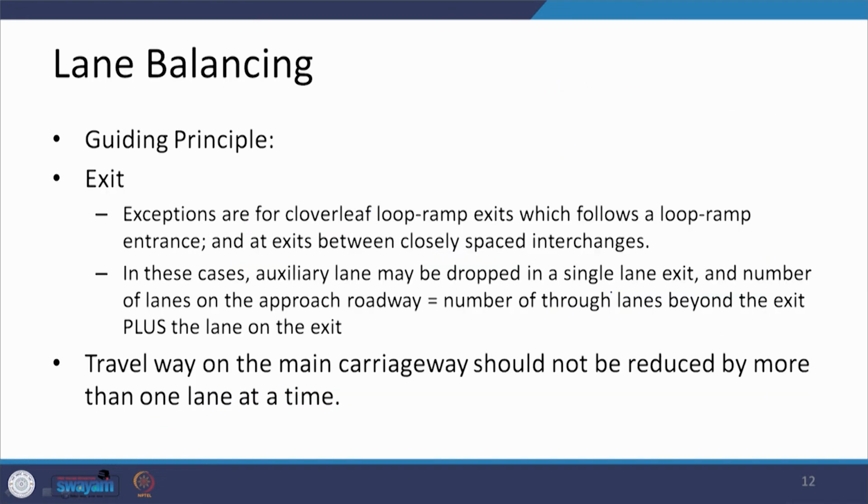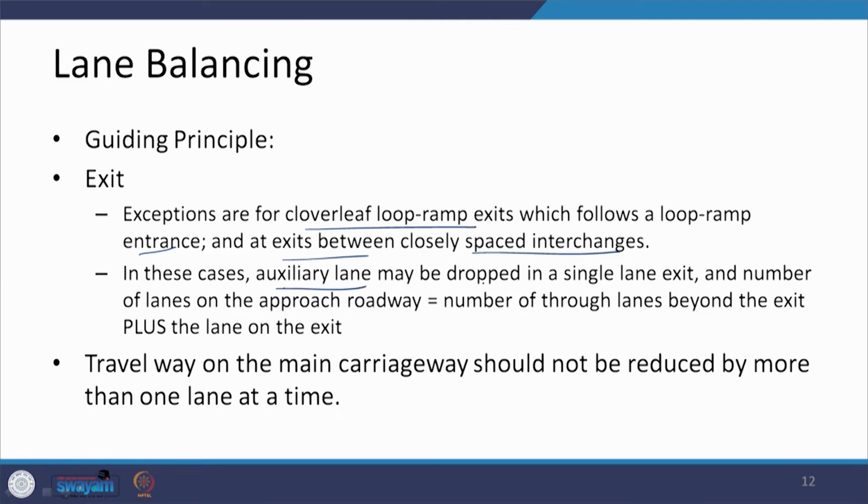Another point which it says is that there can be certain exceptions, and these exceptions are like for cloverleaf loop ramp exits, and it follows a loop ramp entrance and the exits between the closely spaced interchanges. In those cases there may be some issues and there the adjustments need to be made. Now, what type of adjustments can be there?